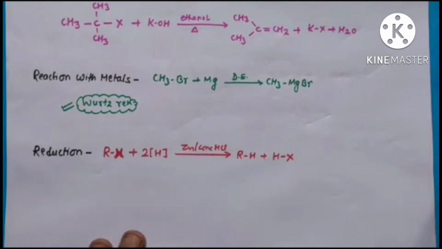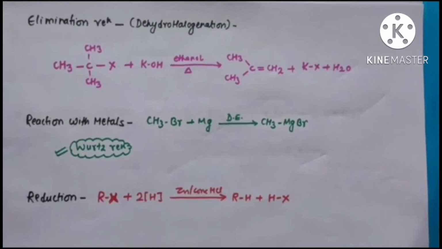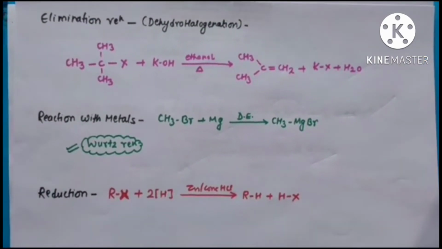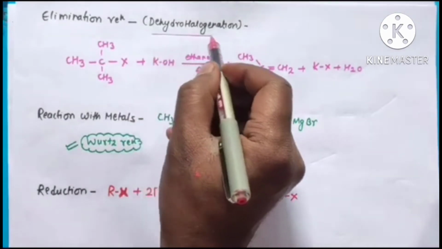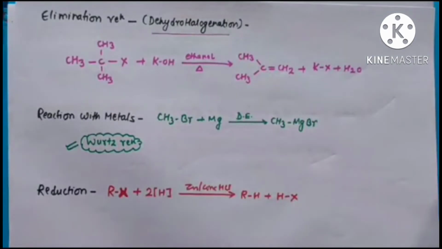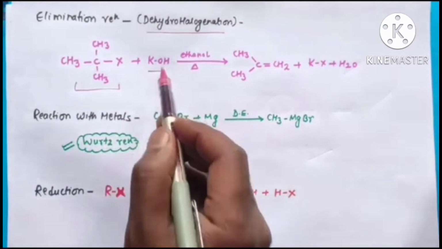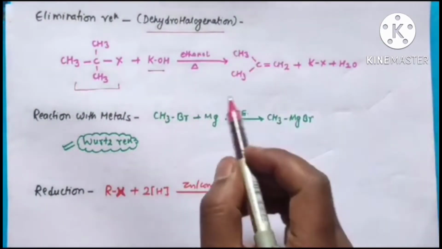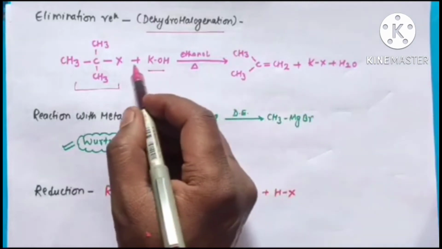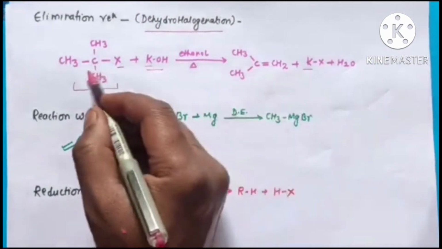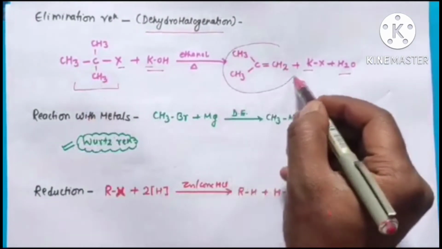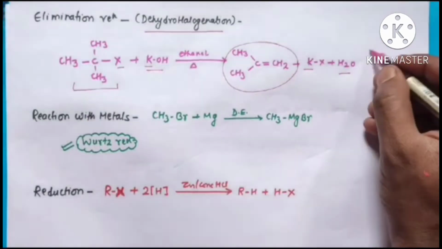One is known as the elimination reaction. This elimination reaction is also very important, students, as this reaction is asked by name in examinations: dehydrohalogenation. Dehydrohalogenation means hydrogen and halogen will be removed. So this is a haloalkane. In alcoholic KOH, in the presence of ethanol, you have to heat it. Similarly, KX will be removed along with water, and the remaining species will be an alkene. So note down, this is an important reaction.